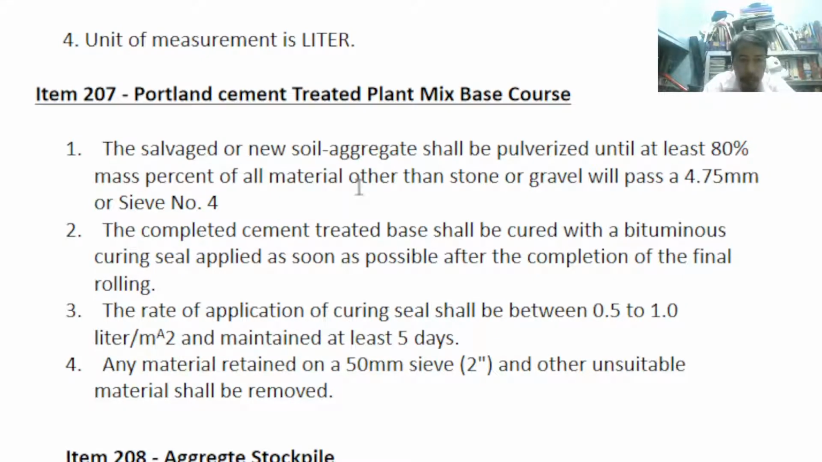And number 3, the application of seal is 0.5 to 1 liter per square meter. Number 4, any material retained on a 50 mm sieve. Okay. 50 mm sieve is a gravel. That is 2 inches. That is the size of the gravel. And other unsuitable materials shall be removed. So, meaning those more than the size of a gravel are not used in the base layer. What is the base layer? Layer C, D, E, F. Okay.